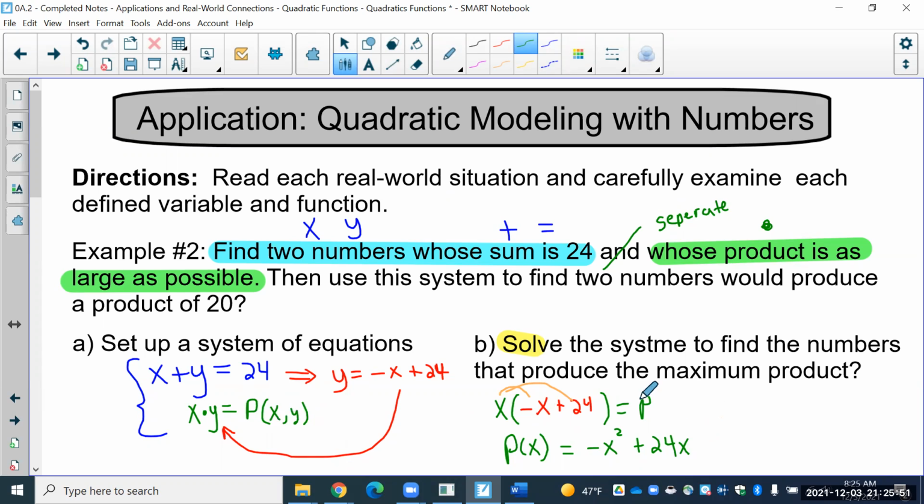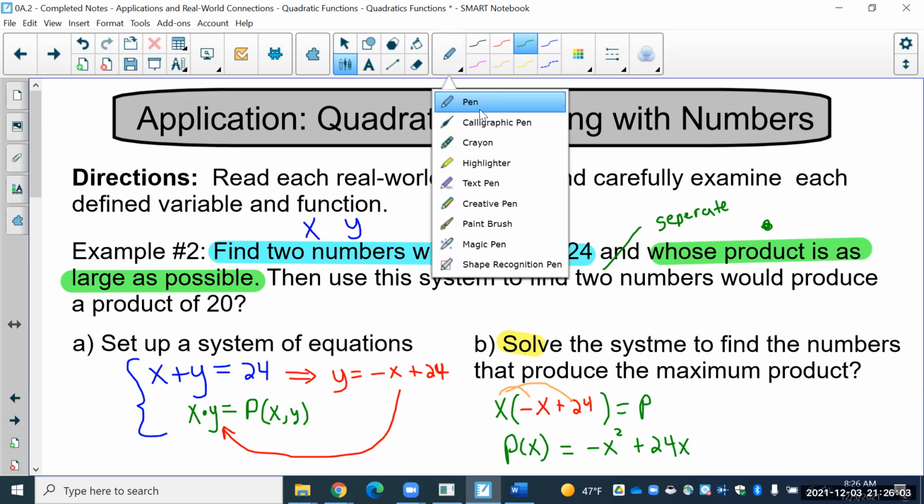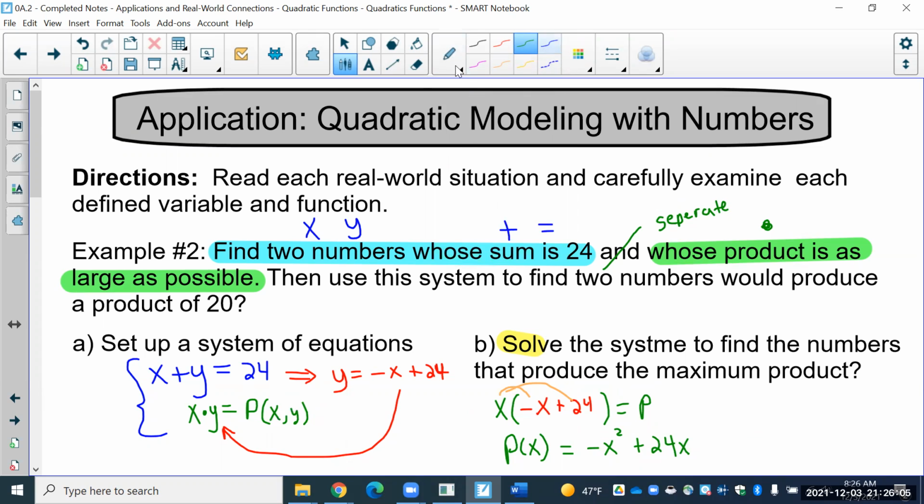So two things going on here. This is what we call formally a factored form. And this would be really great for finding x-intercepts, which we'll talk about in another problem. But the standard form is really important for finding vertexes. And notice that in this problem, it wants me to find the maximum product. So we solved the system to find the maximum product.